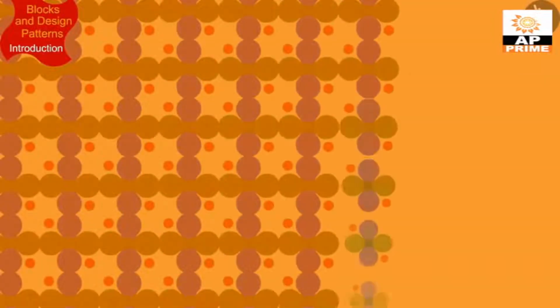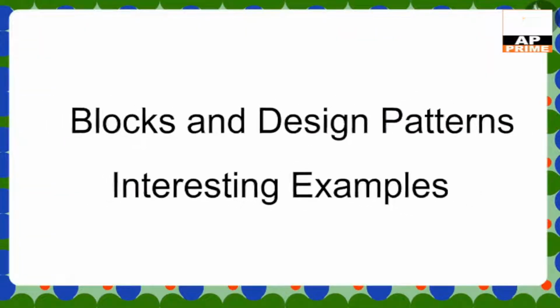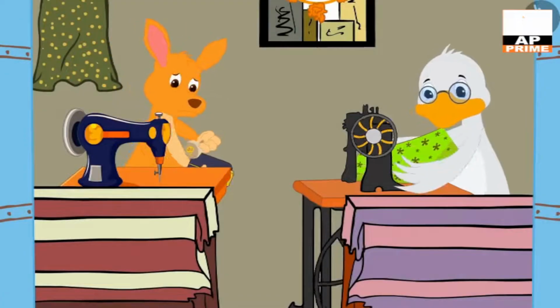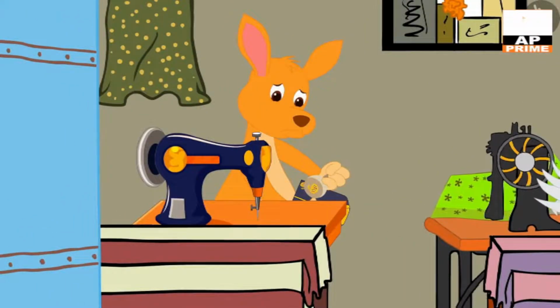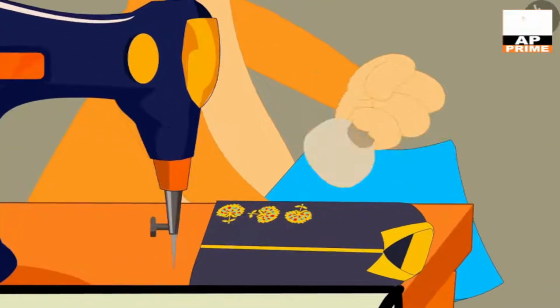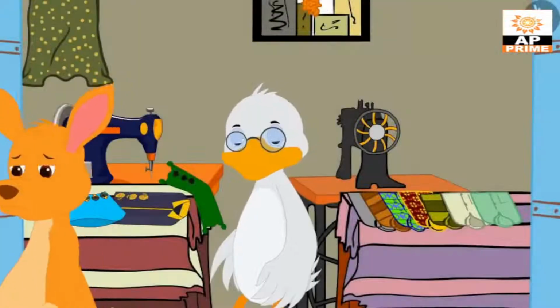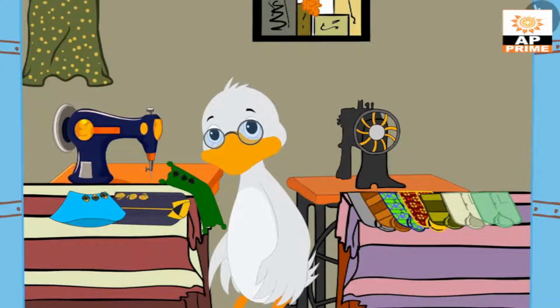Hello children! In the previous video, we learned about patterns made from blocks and designs. In this video, we will learn more about it through some interesting examples. Uncle hired Kittu in his shop for a few days to make clothes of new designs. But Kittu was very lazy and left unfinished designs. So after a few days, Uncle asked Kittu not to come for the job. Now Uncle himself is busy trying to complete those incomplete designs.